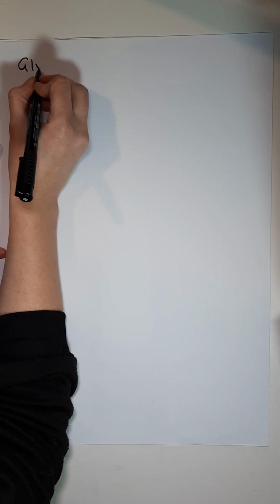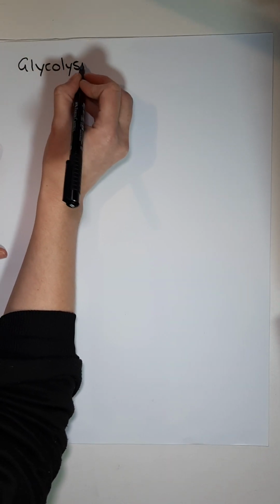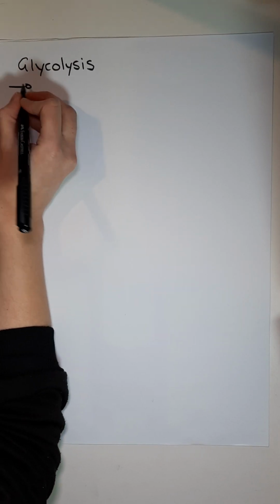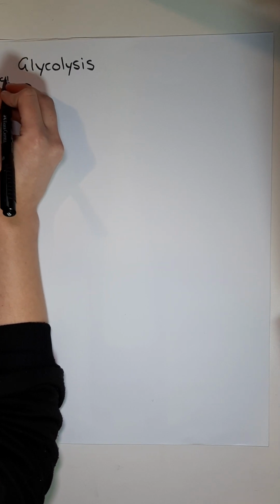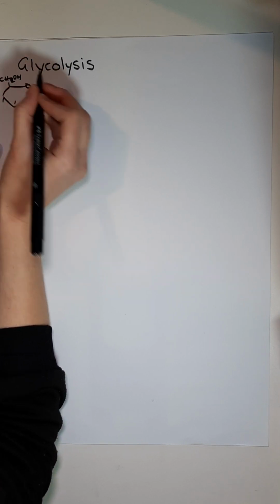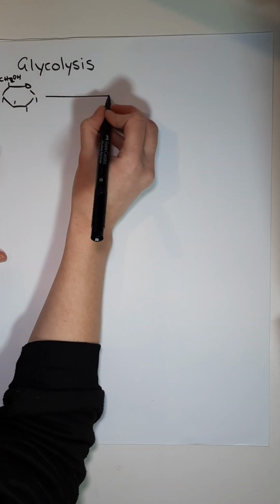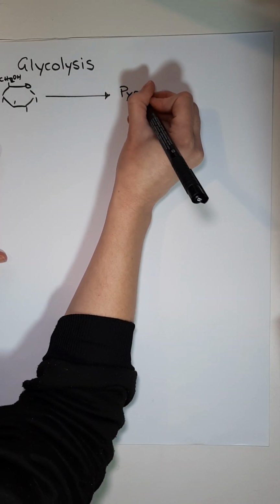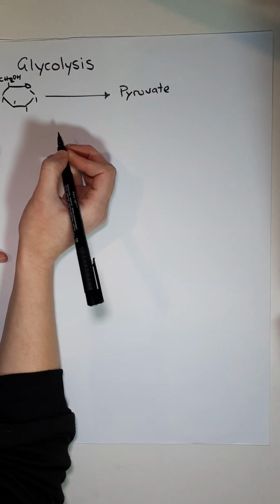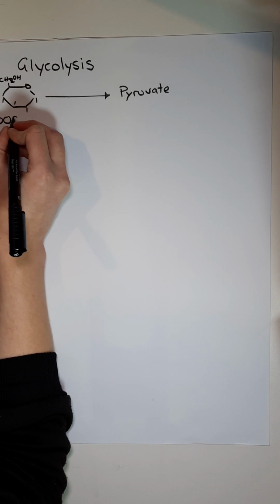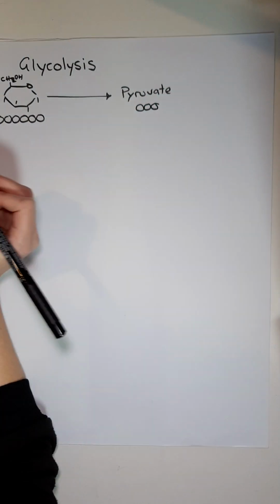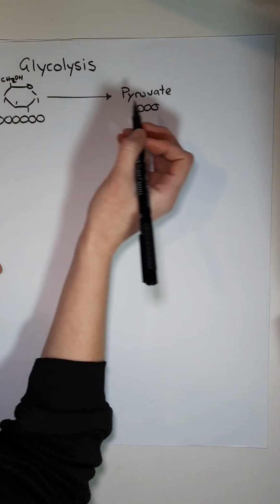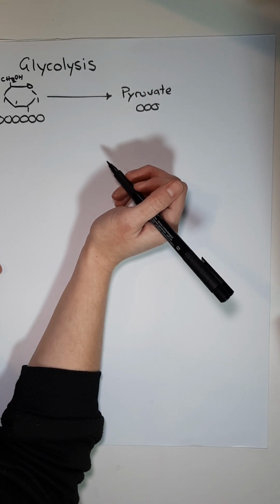Alright, let's take a look at glycolysis. So basically we have got our glucose, which needs to be broken down into ultimately pyruvate. And if we think of glucose as being 6 carbons and pyruvate as being 3 carbons, then we need to get from here to here. And we know that's via quite a few different complicated steps.